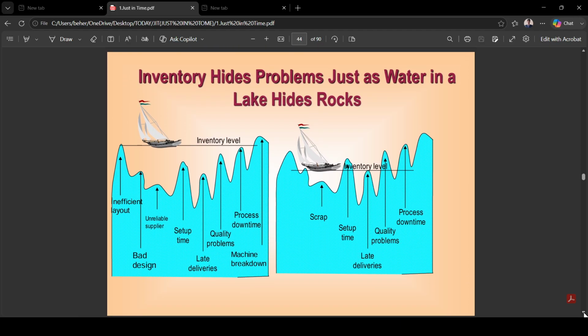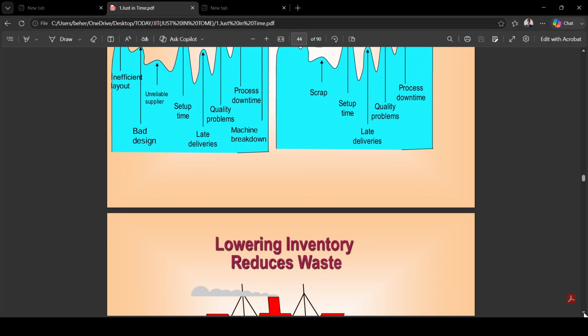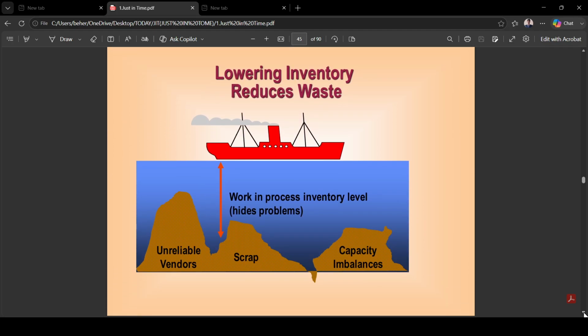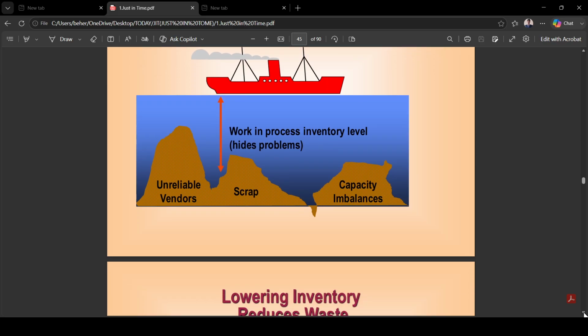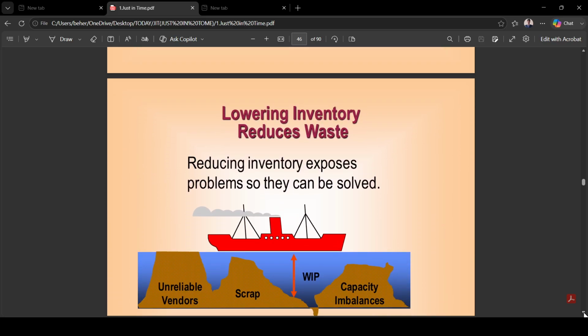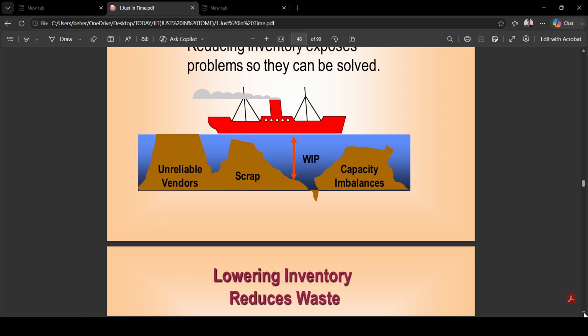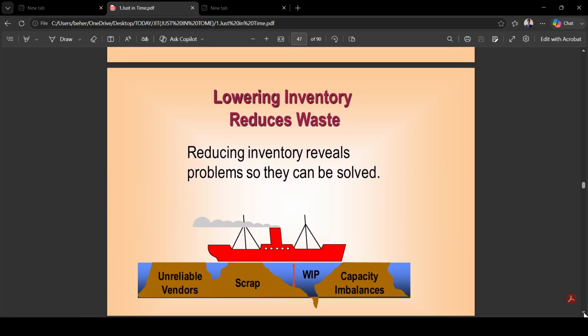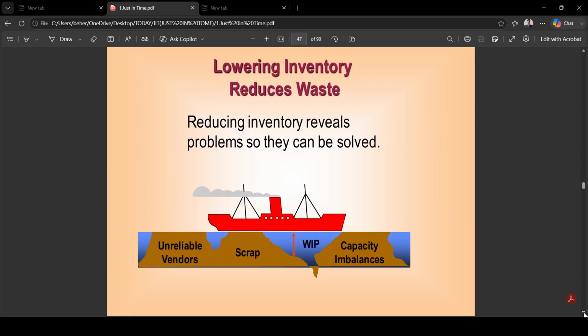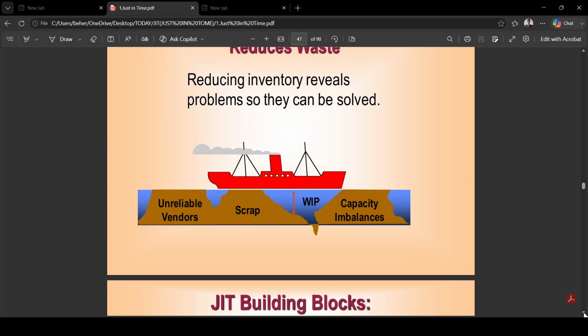Inventory hides problems, just as water in a lake hides rocks. Inventory levels: lowering inventory reduces waste. Work in process inventory hides problems. Reducing inventory exposes problems so they can be solved, such as vendor delivery problems and gaps with capacity imbalances.